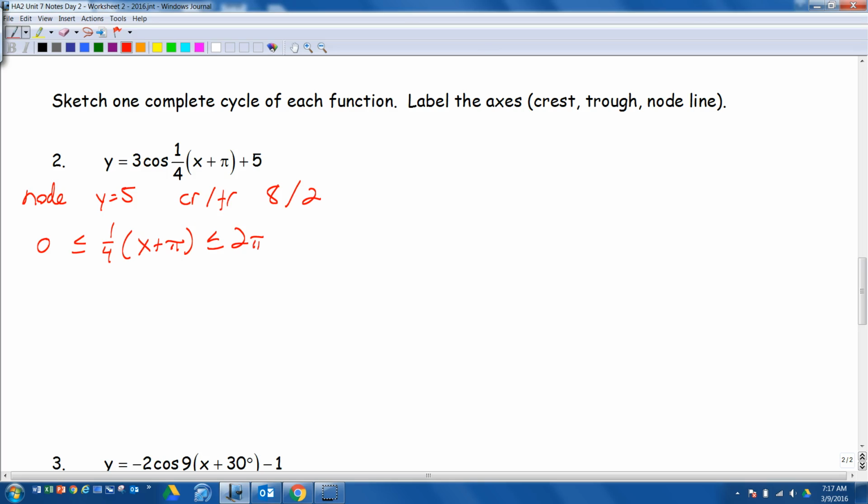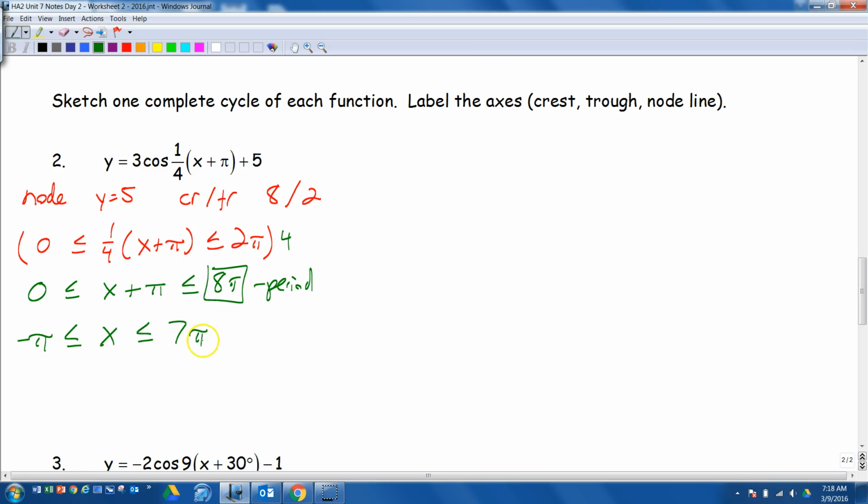And I can then solve for x to find out my shifts. So first we multiply by the frequency. Well, we divide by the frequency, which is like multiplying by 4. So now we know the period of this cycle is actually 8 pi. And then if we shift it pi to the left, we get x is between -pi and 7 pi. We also know that our interval is going to be the period divided by 4, because there's 4 sections, so it's going to be 2 pi.